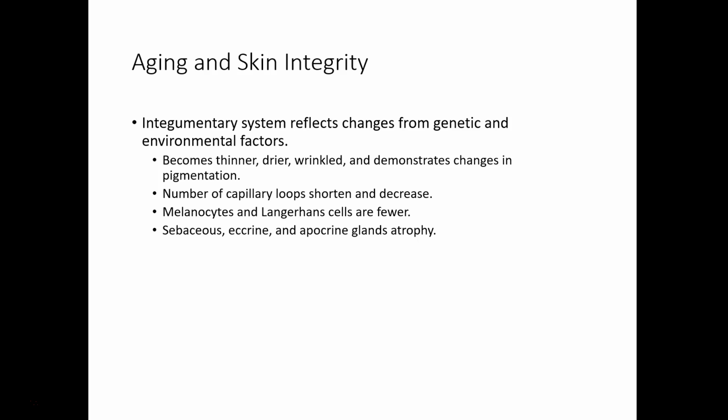Sun tan or sun protection and sunscreen has not been that pronounced or promoted for that long. It's only probably been in the last 20 or 30 years that we've really started paying attention to our skin. And what happens as we age is that the skin becomes thinner, drier, wrinkled, and it demonstrates changes in the pigmentation. The number of the capillary loops shorten and decrease, and the melanocytes and Langerhans cells are fewer, and the sebaceous, eccrine, and apocrine glands also atrophy.